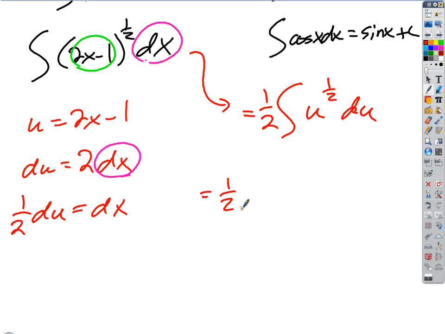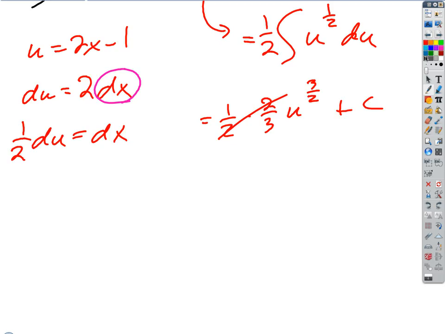Okay, good, so it's going to be u to the 3/2 divided by 3/2, but we instead multiply by 2/3, right? So we get 1/2 times 2/3 u to the 3/2 plus c. Good. And the 2's cancel then, right? And so we can just reverse the substitution. Good, and we end up with 1/3 times the quantity 2x minus 1, to the 3/2 plus c. We're done.